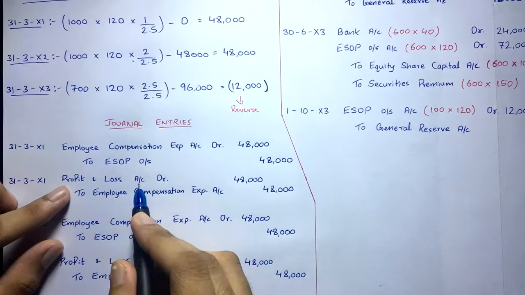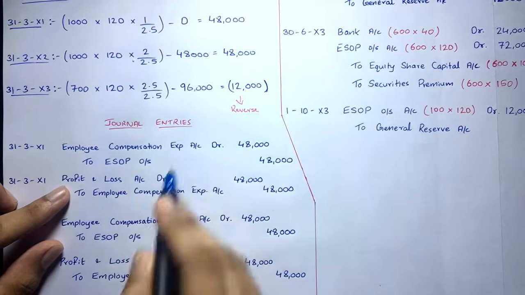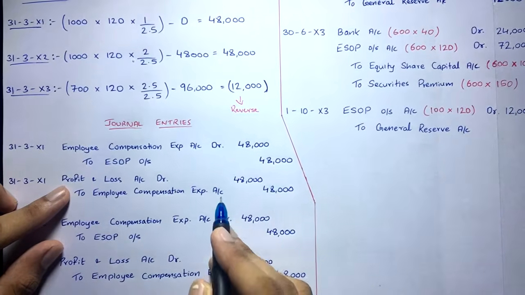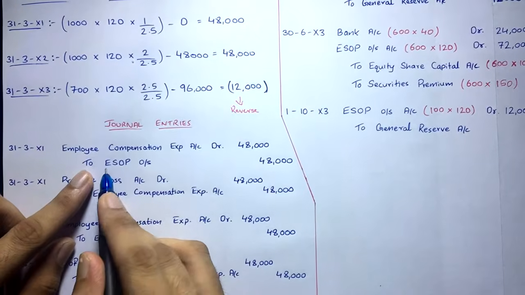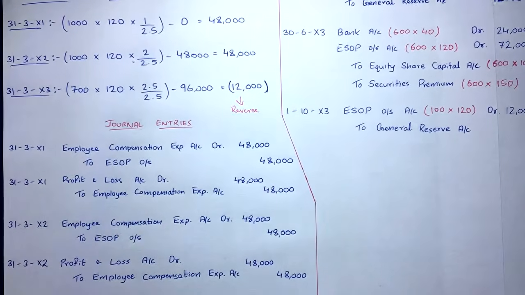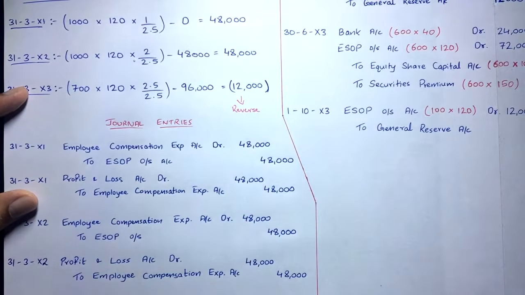So profit and loss, you will transfer that expense to profit and loss with an equal amount. So the employee compensation expense account will be cancelled out. Debit equal to credit, it will be cancelled out, and the profit and loss account will also be no more. But the only thing that will remain is the ESOP outstanding account. This ESOP outstanding account will go to the reserves and surplus on the face of the balance sheet.